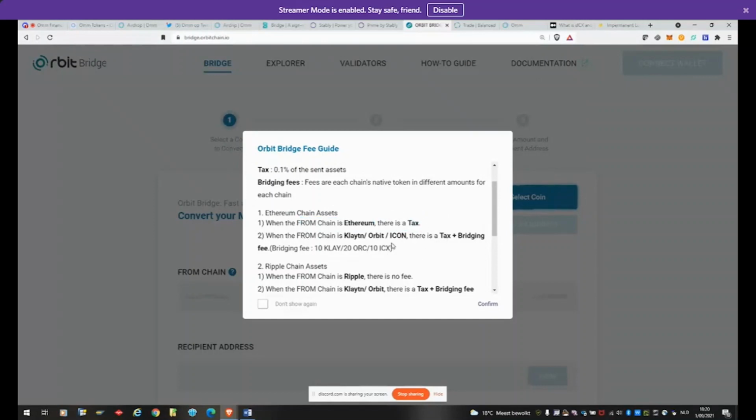If you want to go the other direction, and if you have IUSDC and you want to go back, then you have this. Then the from chain will be Icon, and then there is a tax and a bridging fee. So the bridge fee is 10 ICX in this case, and then the same type of tax applies.